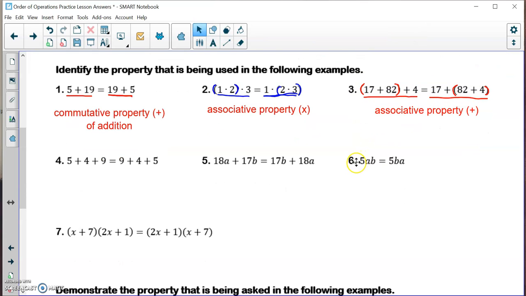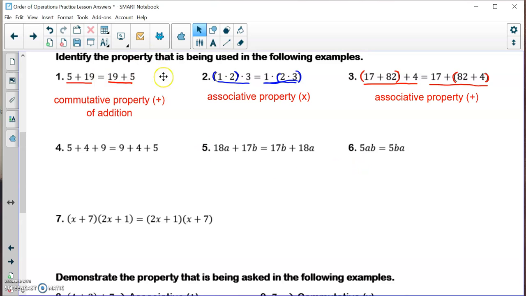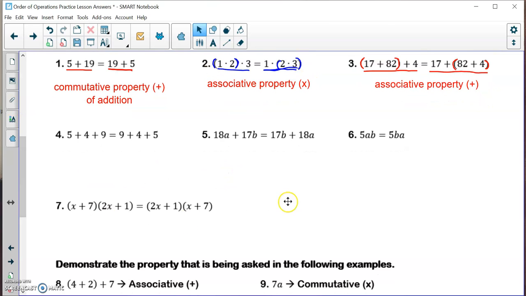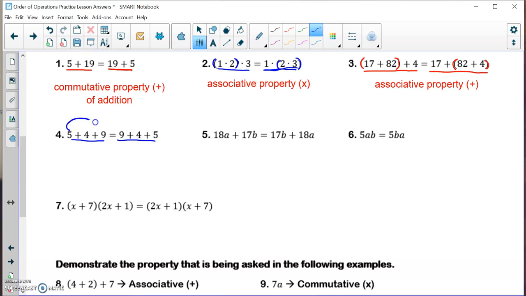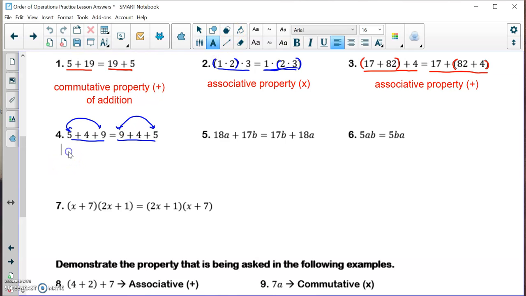Again, order does not matter, grouping does not matter when it's coming to addition and multiplication. So the left side is equaling the right side in each of these. Same with number 4, the left side equals the right side. Now in number 4, we have 5 plus a 4 plus a 9, and on the other side I have a 9 plus a 4 plus a 5. The order changed. What happened was the 5 and the 9 flipped around. So since the order changed around, that is the commutative property.